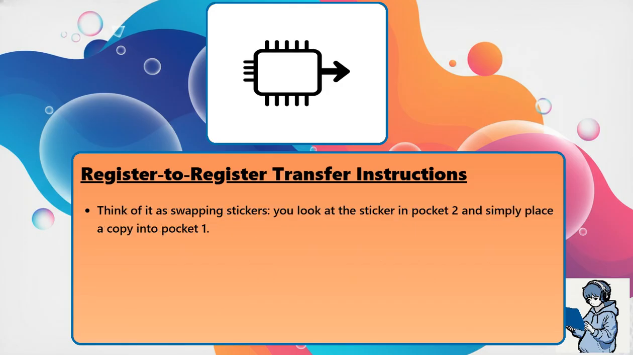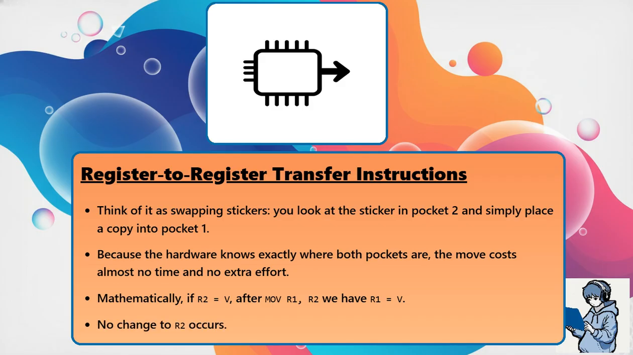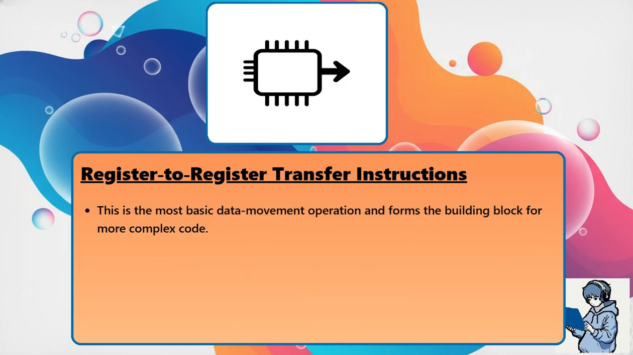Think of it as swapping stickers. You look at the sticker in pocket 2 and simply place a copy into pocket 1. Because the hardware knows exactly where both pockets are, the move costs almost no time and no extra effort. Mathematically, if R2 equals V, after MOV R1, R2 we have R1 equals V. No change to R2 occurs. This is the most basic data movement operation and forms the building block for more complex code.